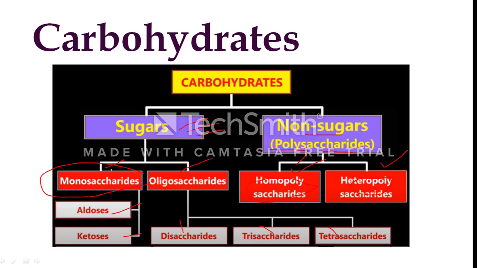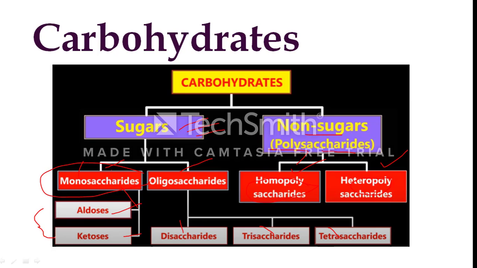Now we'll see monosaccharides briefly. These are the simplest form of carbohydrates. In the term monosaccharide, mono means one, saccharide means sugar. The monosaccharides are the simplest polyhydroxy aldehydes or ketones that cannot be hydrolyzed further. They give simple sugars.